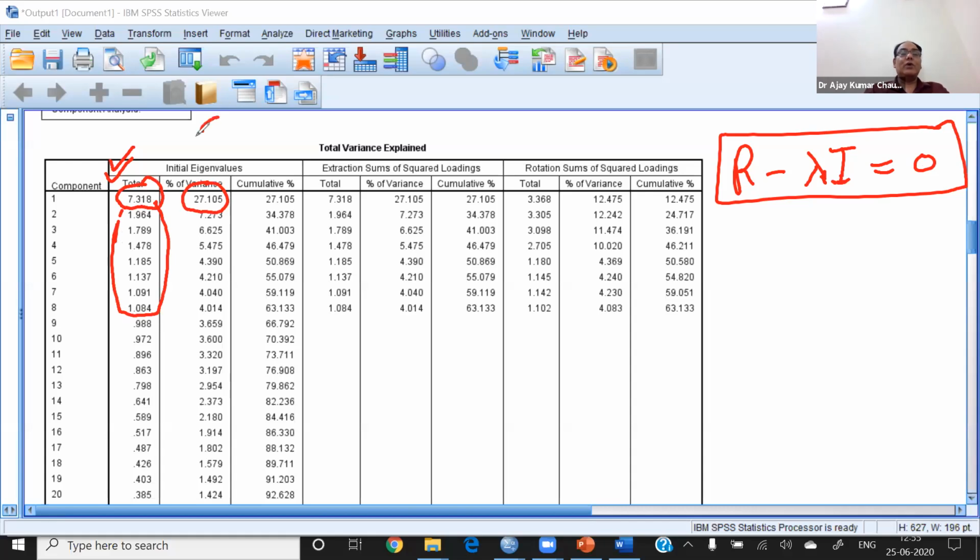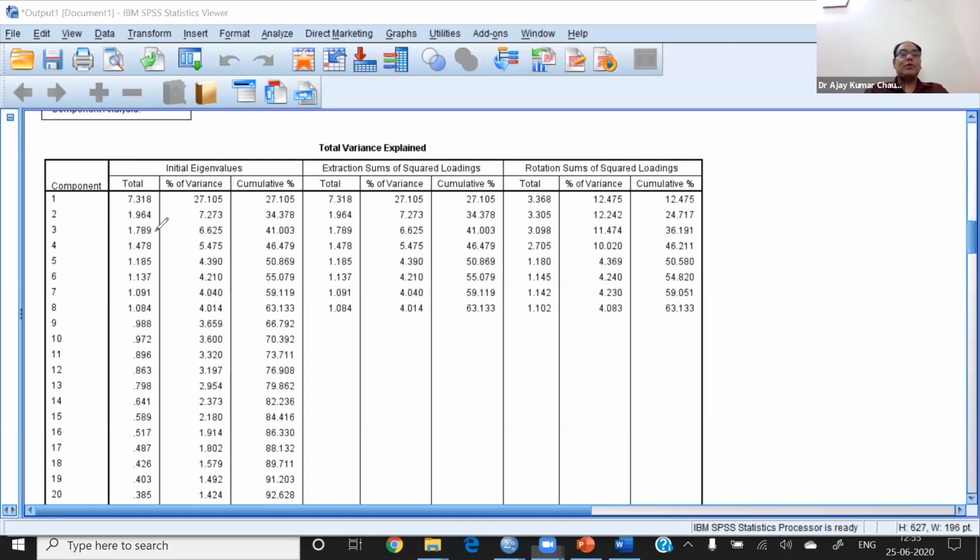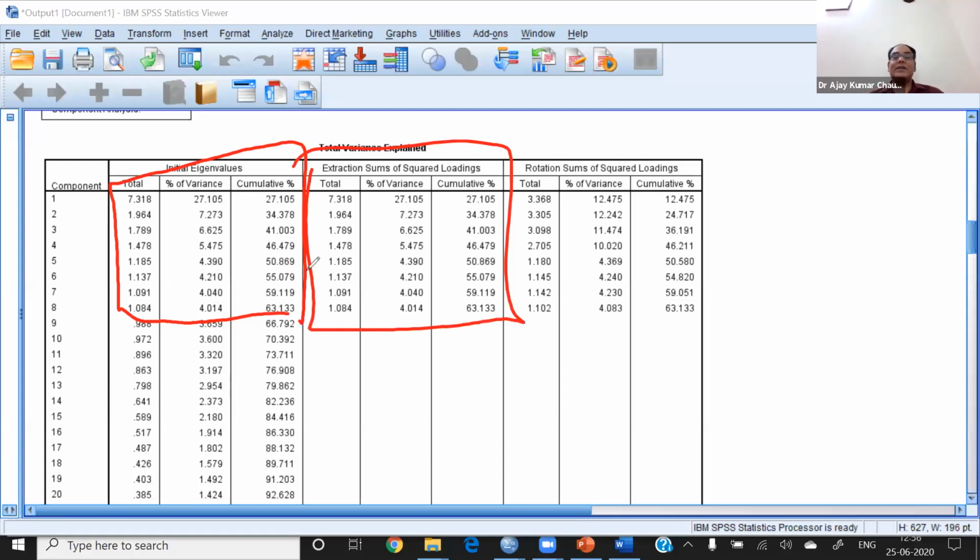So eigenvalue upon sum of the eigenvalues gives me the second table, and cumulative is the sum of all. I hope you understand this. This is the original eigenvalue, this is the eigenvalue divided by the sum of the eigenvalues, and this is the cumulative. 27 plus 7, 34. 34 plus 6, 41, like that. We just cut and paste here. There is no difference between this and this. All are exactly the same.